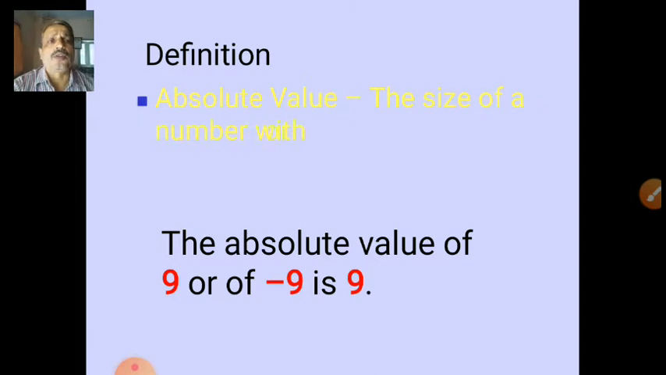Absolute value. Absolute value is the size of a number with or without the negative sign. That means it is always a positive number.